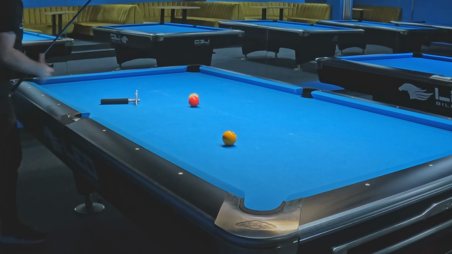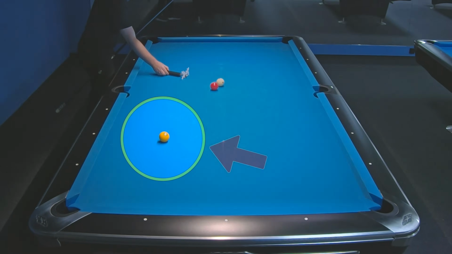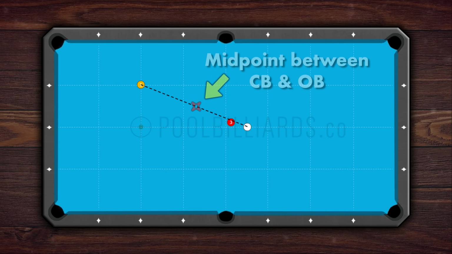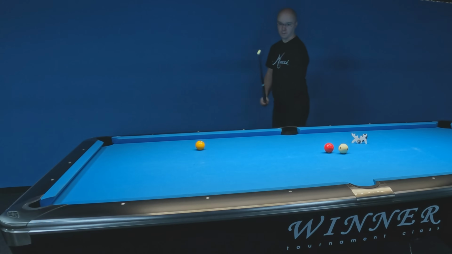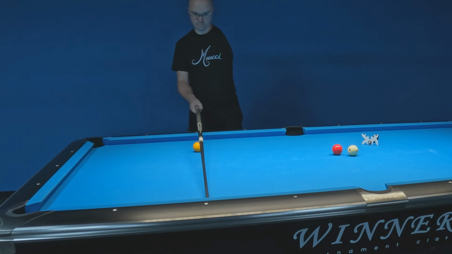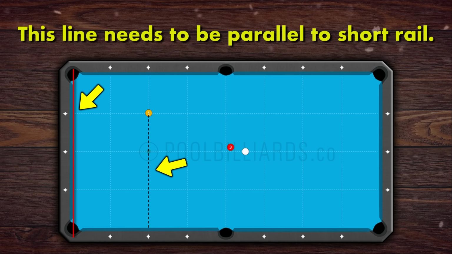Alright, but what will happen in a situation where the object ball is located far away from the pocket in a completely random place? First of all, we need to find a midpoint between the cue ball and the object ball. Because we are hitting the side rail first, then in second step we need to draw a line from the center of the object ball to the edge of the side rail, and this line needs to be parallel to the short rail.